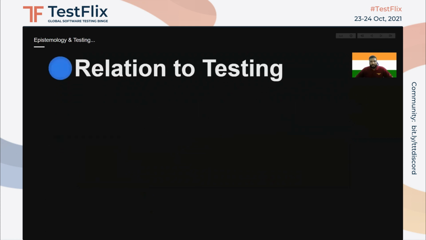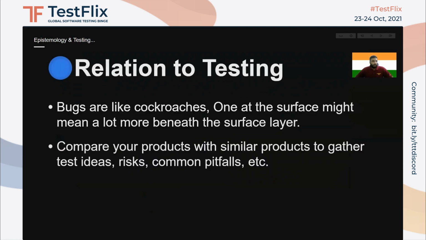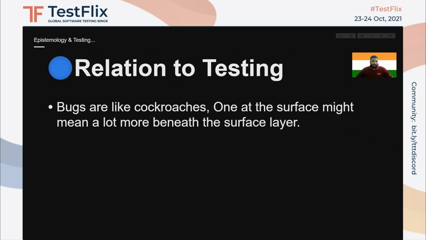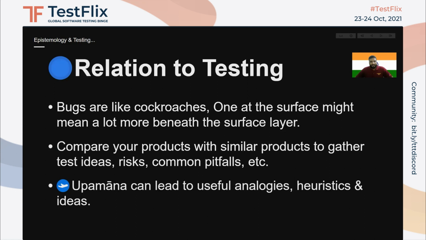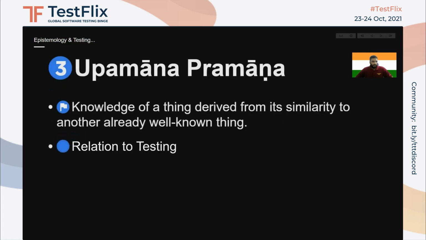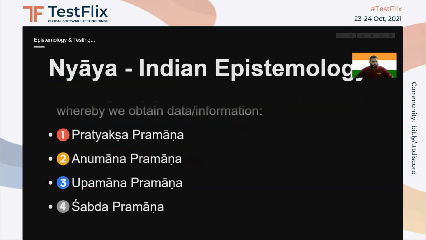So how is it related to testing? One way to look at it is the bugs. Bugs are like cockroaches. If you find one bug at the surface, it might mean a lot more beneath the surface layer. Second is to compare your product with similar products to gather ideas, risks, common pitfalls, and so on. So Upaman can lead you to useful analogies, heuristics, and ideas, and testing is all about ideas and heuristics. So that's about Upaman Praman.